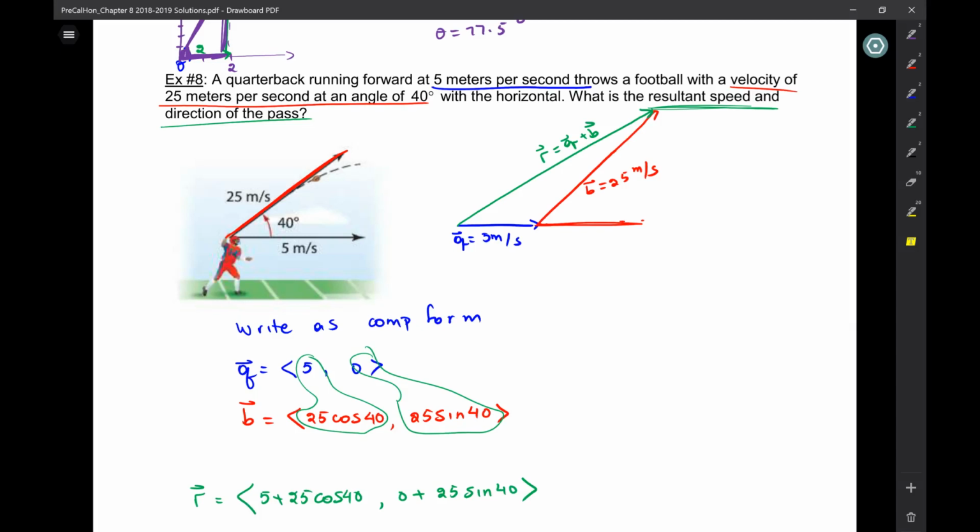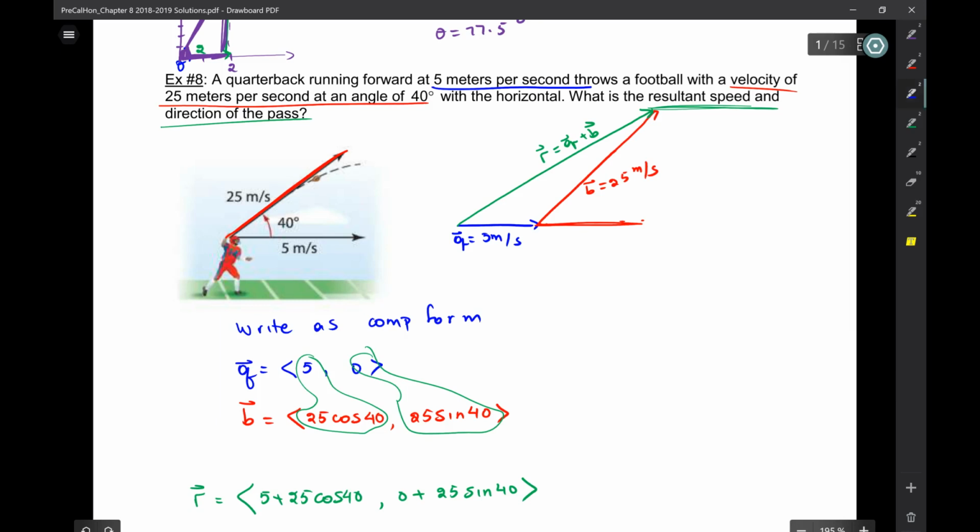In this problem, we had a quarterback running forward, and this is the quarterback's vector. This is the quarterback's vector, and then the red is the vector that represents him throwing the ball. So that's B. So now I need to write these in component form.